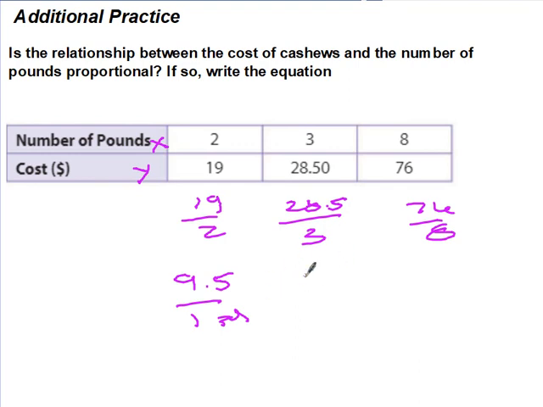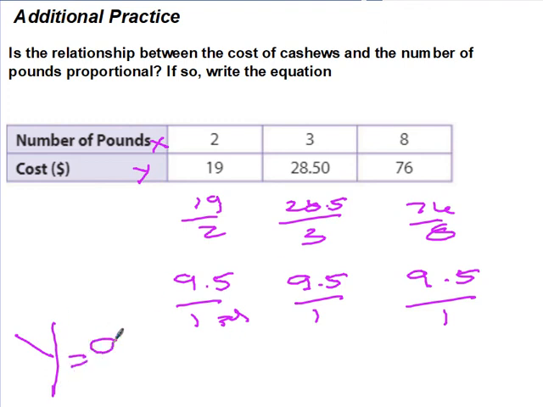So I would check my division again. This is also 9.5 per 1 pound. If I did 76 divided by 8, I do get $9.50 per 1 pound. So that's the cost. The cost, no matter how many pounds you buy, is $9.50 per pound. So if you buy more weight, they don't give you a discount or anything.